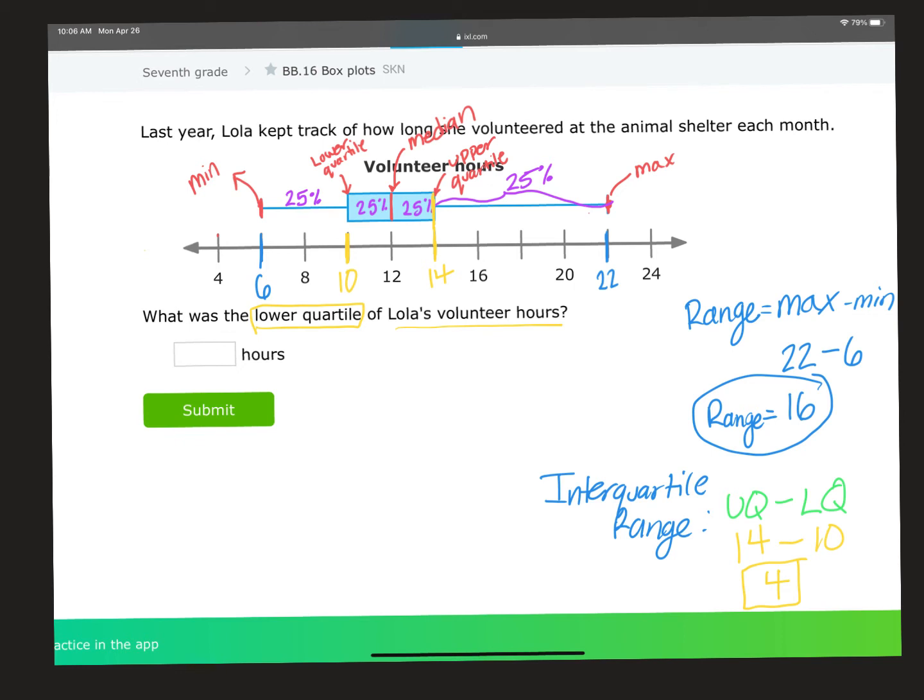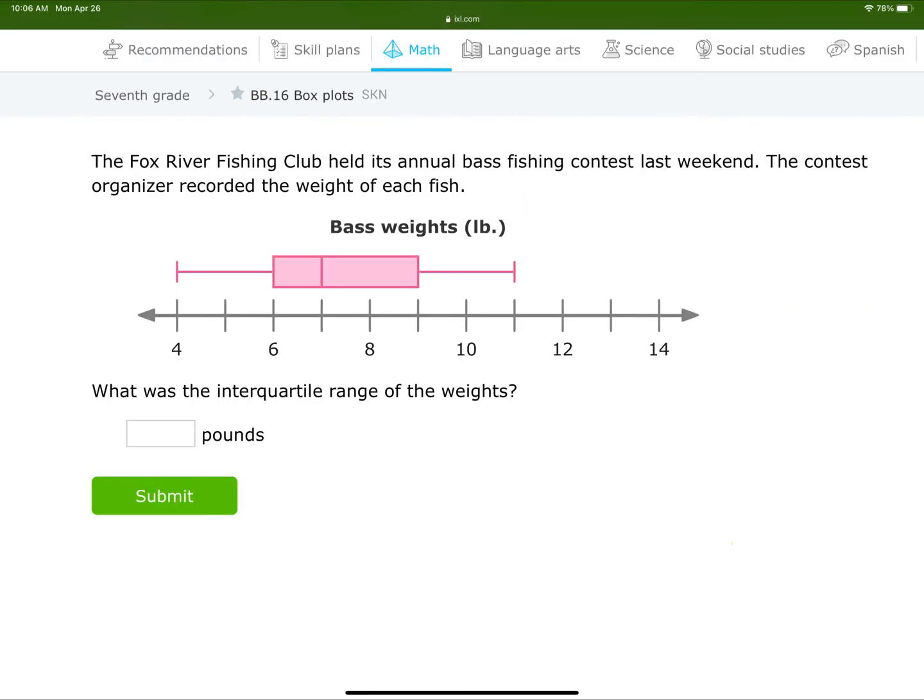Well, let's look at the lower quartile. The lower quartile is this line right here, and that's 10 hours. So you would just write 10, and you're done. 10 hours. Now let's answer the next question.